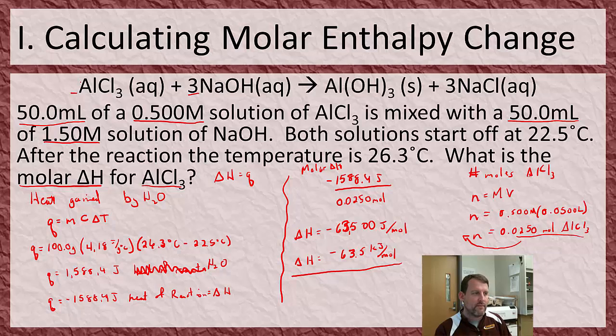So for every 1 mole of aluminum chloride, you'll get 63,500 joules of energy. Now we didn't get that much in our reaction, but that's only because we only had a very small number of moles. We didn't have a full mole. All right, so far so good. Let's do one more.